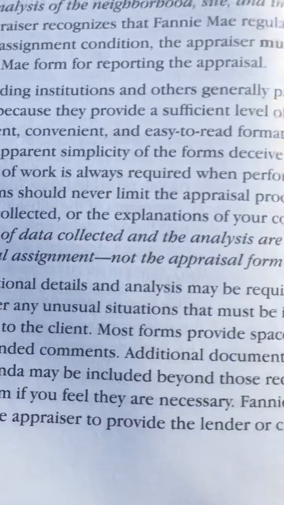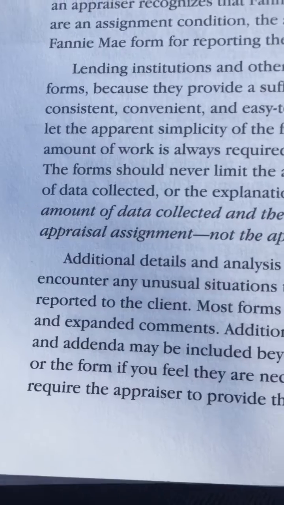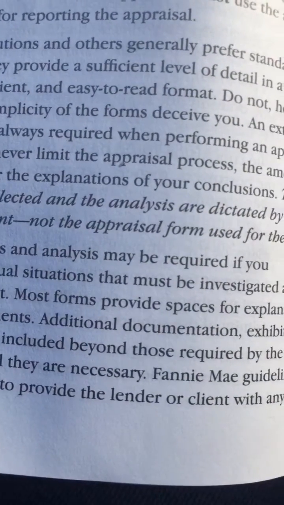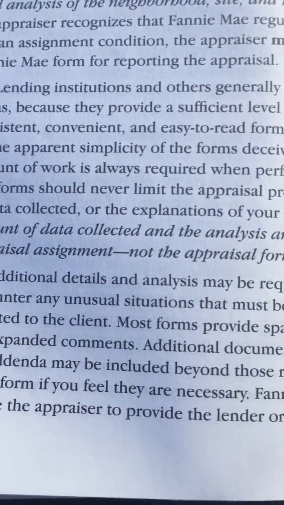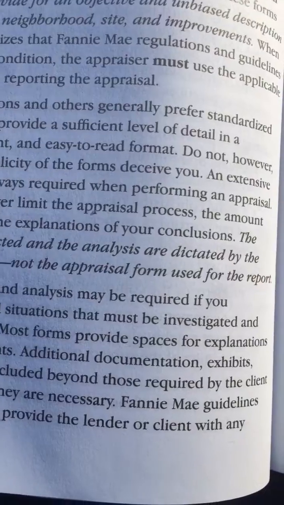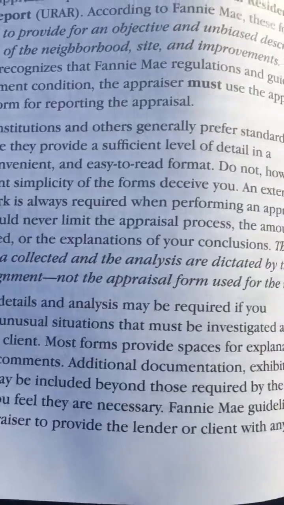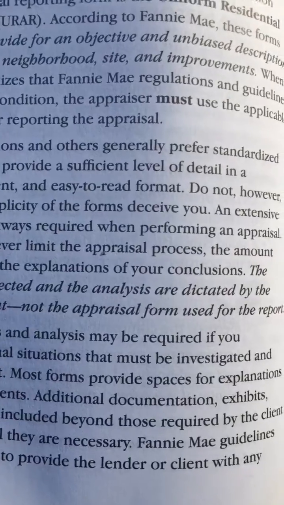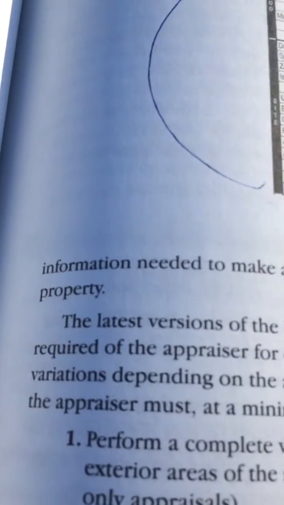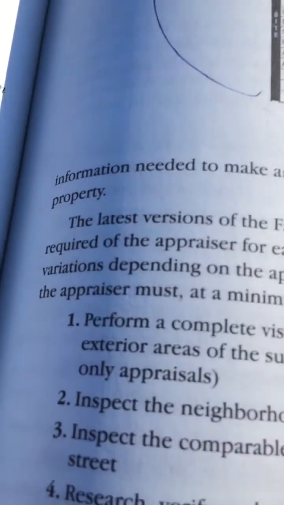Most forms provide spaces for explanations and expanded comments. Additional documentation, exhibits, and addenda may be included beyond those required by the client or the form if you feel they are necessary. Fannie Mae guidelines require the appraiser to provide the lender or client with any information needed to make an informed decision concerning the property. Page 131.